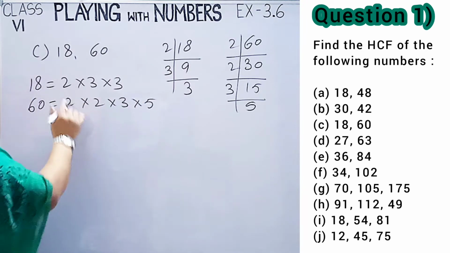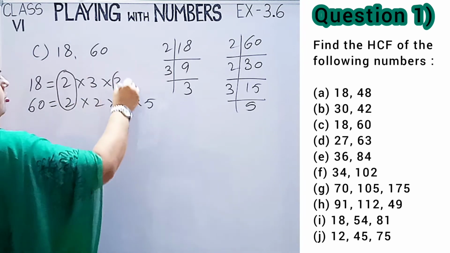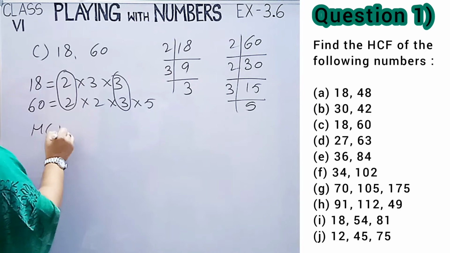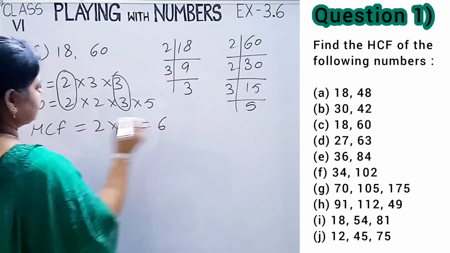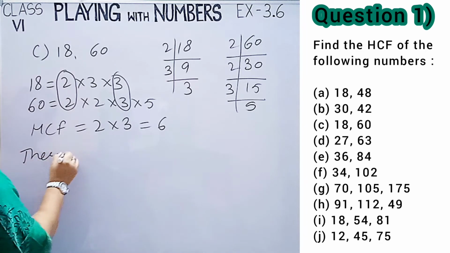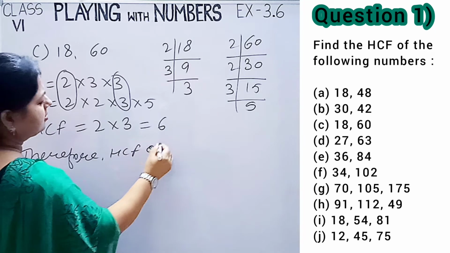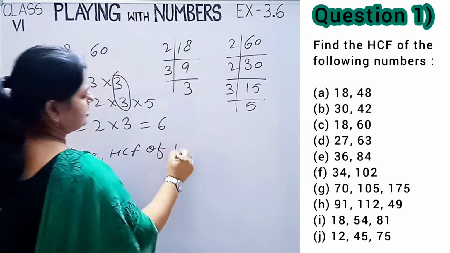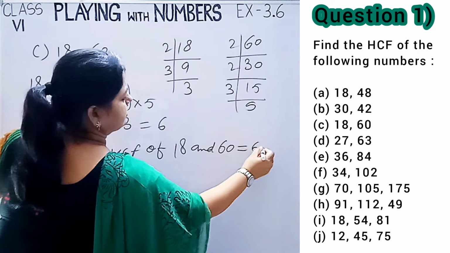Now we have to find out common factors. Common. So HCF is equal to 2 into 3, 6. Therefore, HCF of 18 and 60 is equal to 6. Answer.